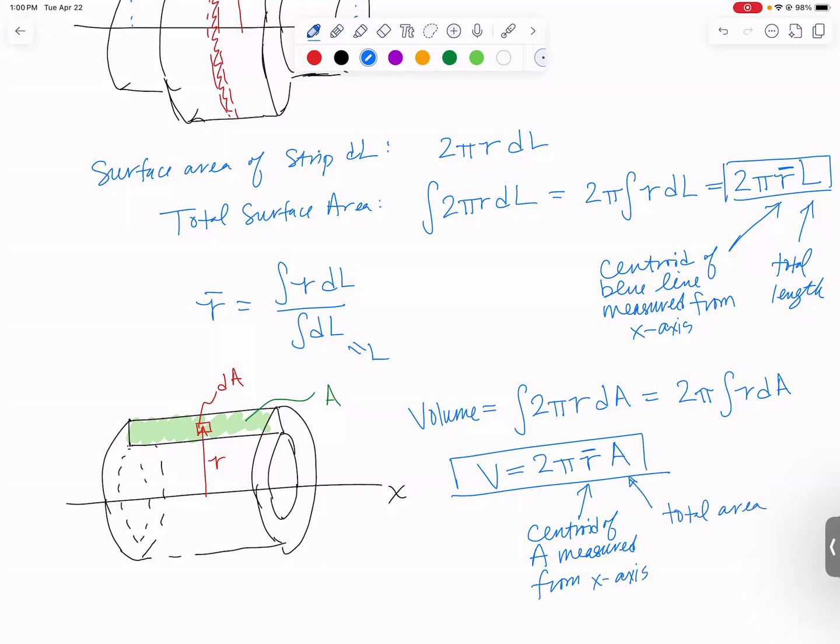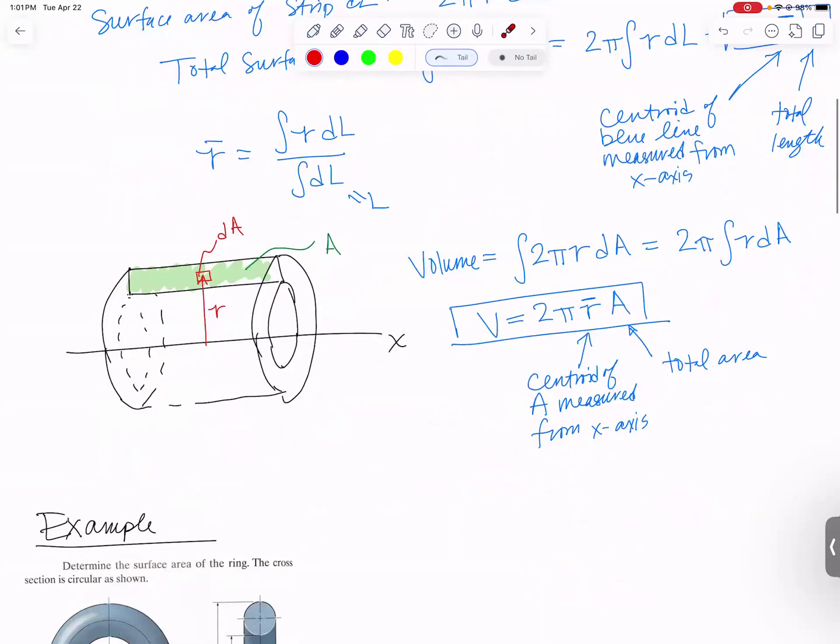So this is what's really cool: if we can find the centroid of an area and the centroid of a line, we can calculate surface area and volume without needing to do integrals, because we basically already did the integral in finding r bar. We use 2 pi here because in both cases we were revolving all the way around the axis.